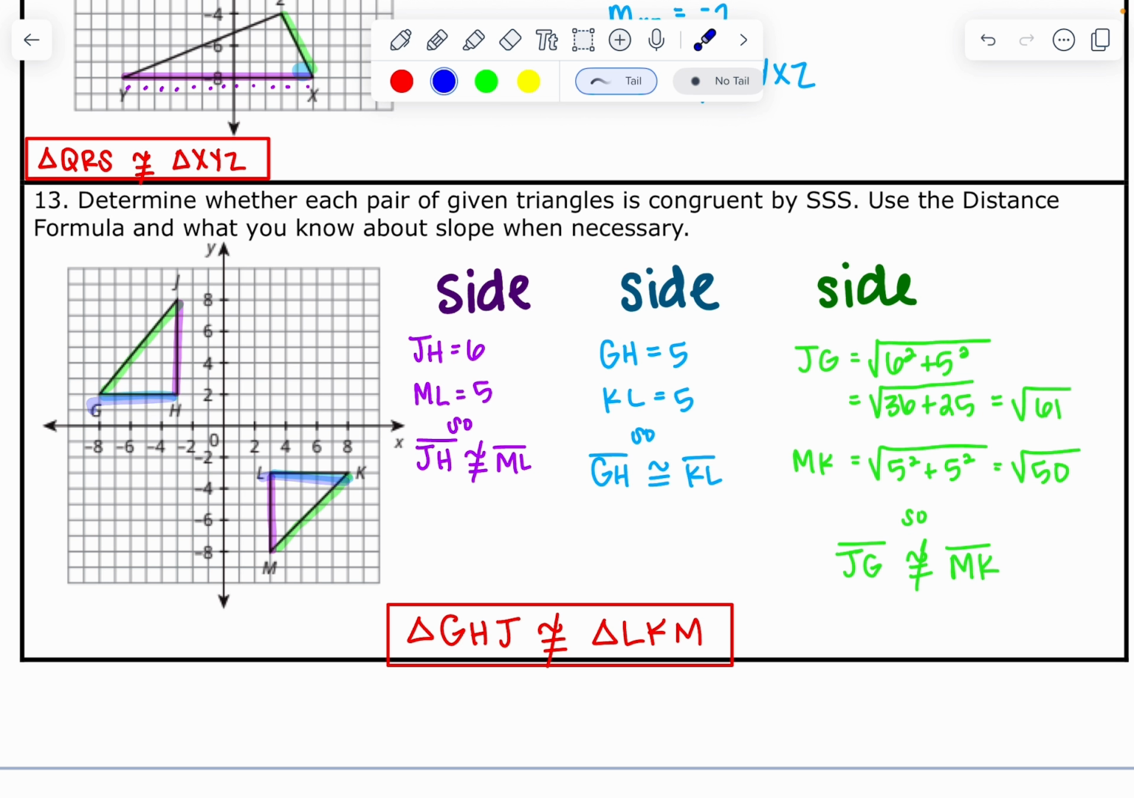GH and LK are both 5, so they're congruent. JG and MK were not congruent, as you can see here. So, yeah.